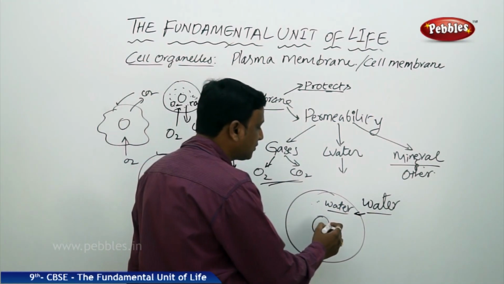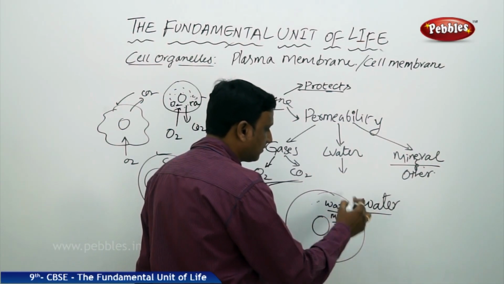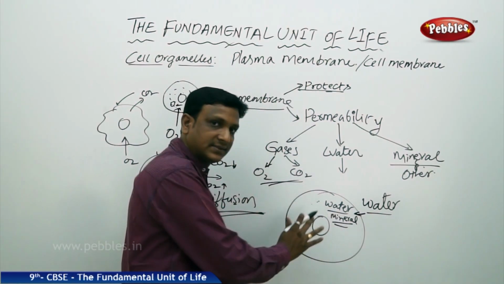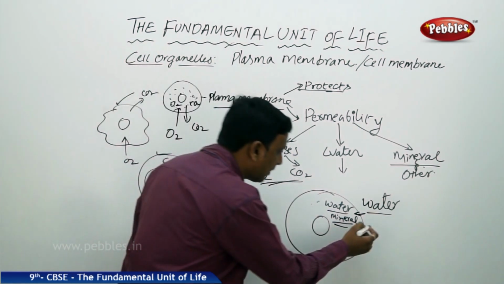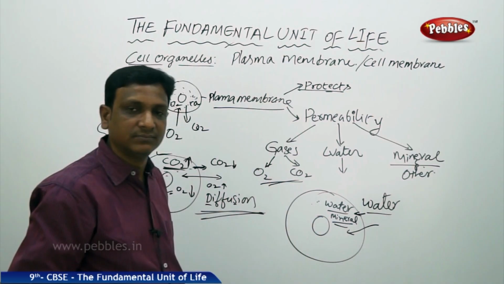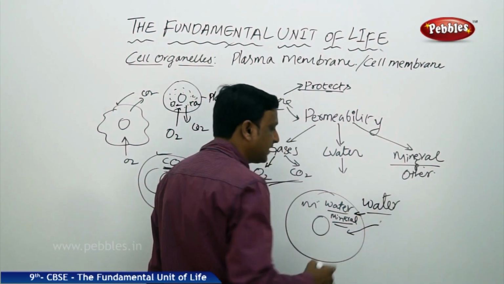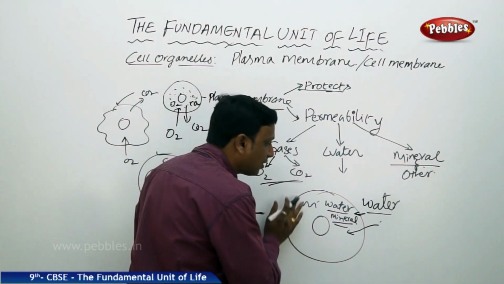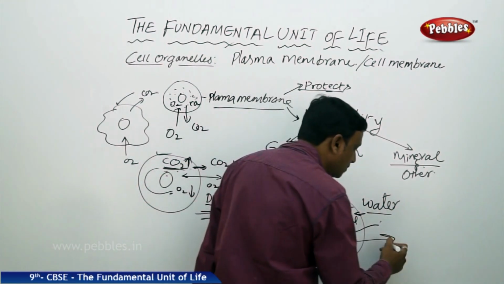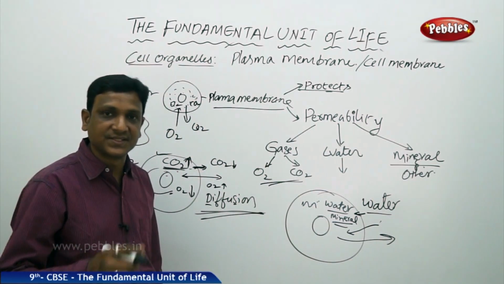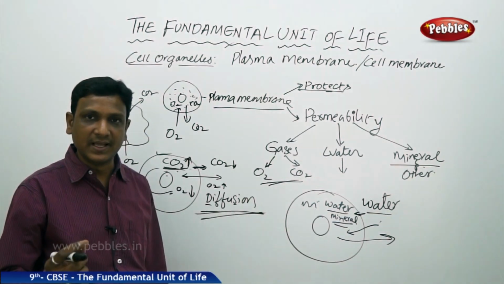Inside the cell, if the concentration of minerals, whatever is in the cytoplasm, that cytoplasm concentration is more, then the water molecules move inside the cell. When there is more water here compared to the outside environment, and the concentration of the external environment is higher than the cell, then the water moves out. It all depends upon the concentration. So what is this concentration? Let us understand this with the help of an example.